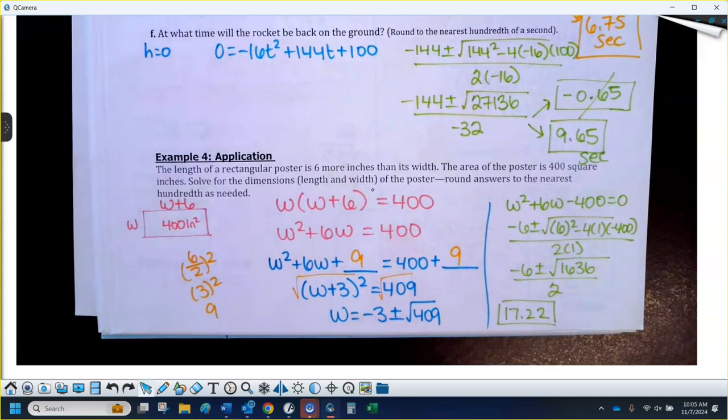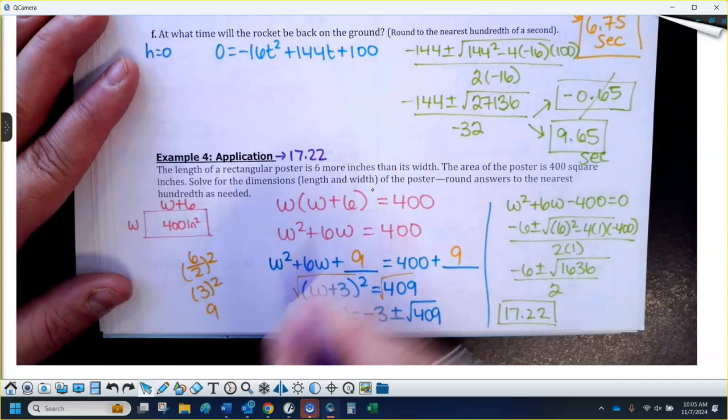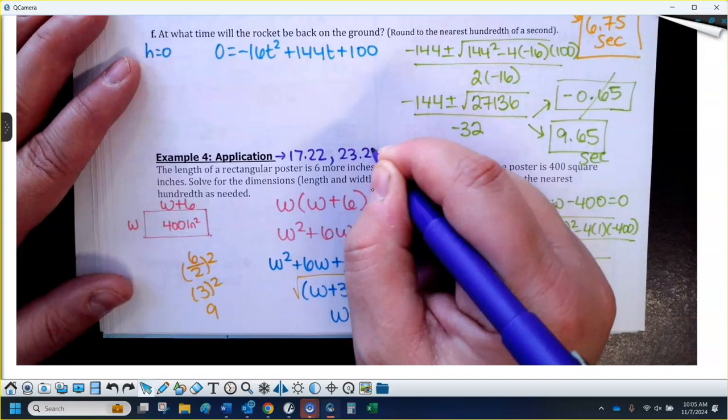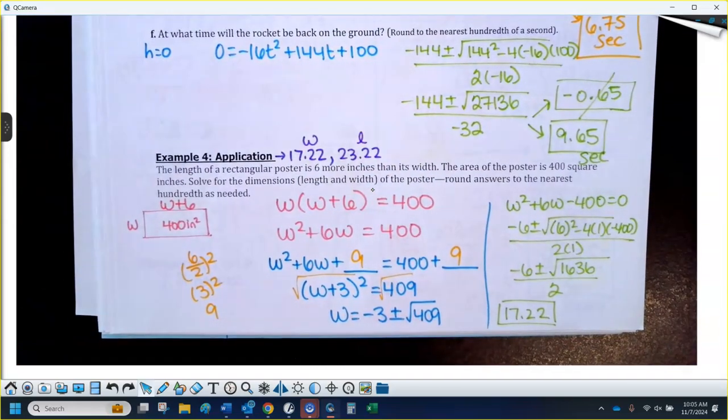Now, technically, I was supposed to write the dimensions. So for the question, the 17.22 would be the width, and then I would have to add 6 to that. So 17.22 would be your width, and 23.22 would be your length if they ask you for both.